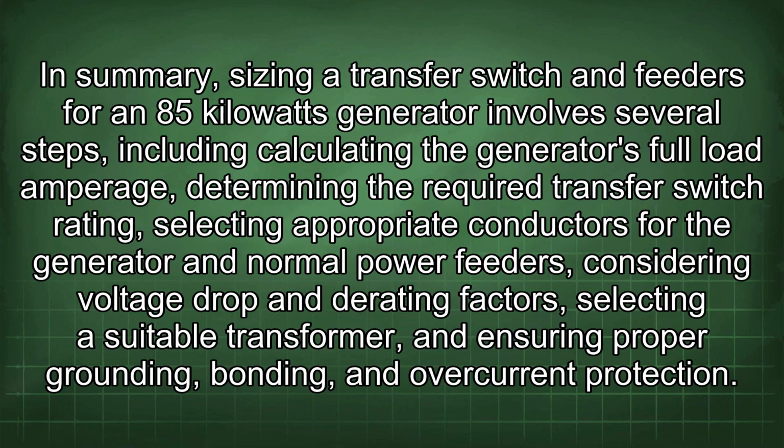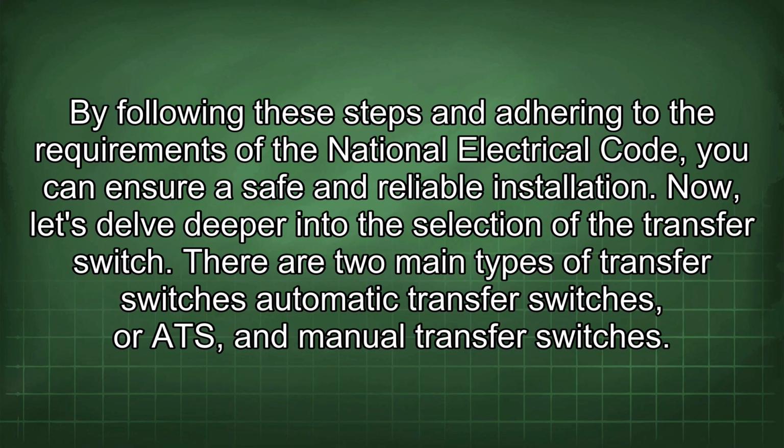In summary, sizing a transfer switch and feeders for an 85 kilowatt generator involves several steps, including calculating the generator's full load amperage, determining the required transfer switch rating, selecting appropriate conductors for the generator and normal power feeders, considering voltage drop and derating factors, selecting a suitable transformer, and ensuring proper grounding, bonding, and overcurrent protection. By following these steps and adhering to the requirements of the National Electrical Code, you can ensure a safe and reliable installation.